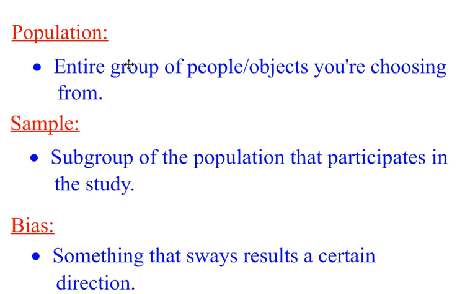The sample is the subgroup of the population that participates in the study, meaning let's say that I want to sample all sophomores, like I said, in my population, and let's say there's about 200 of you. I'm going to sample 25 sophomores. So I would say the 25 that I survey is my sample, the 200 that exist in our school is the population. And then bias is something that sways results a certain direction, and we'll talk a little bit more about that as we go.